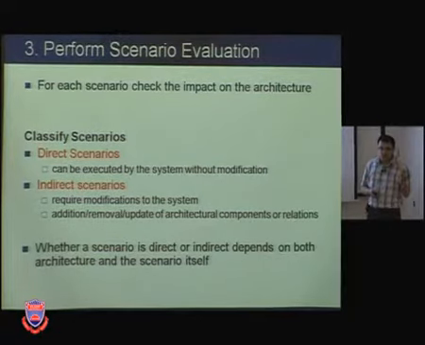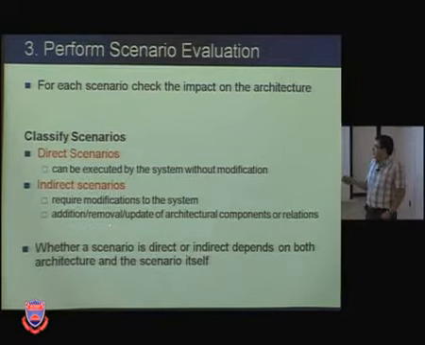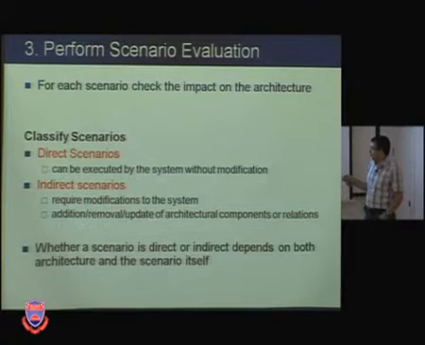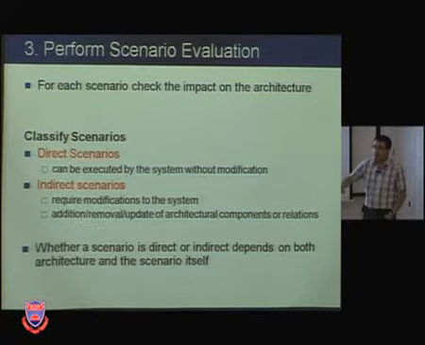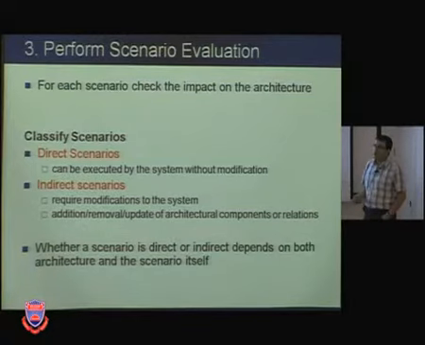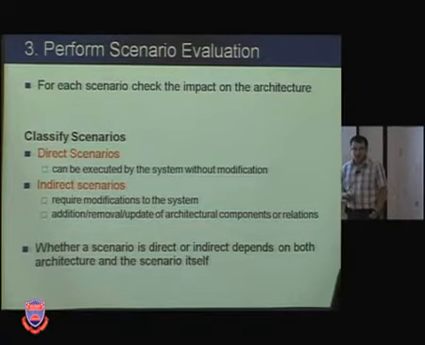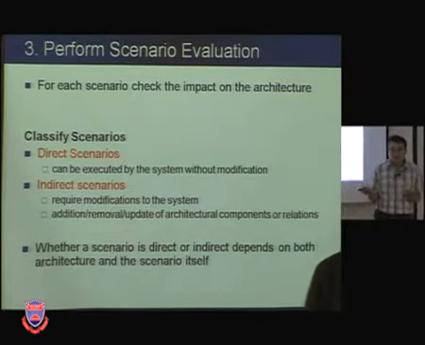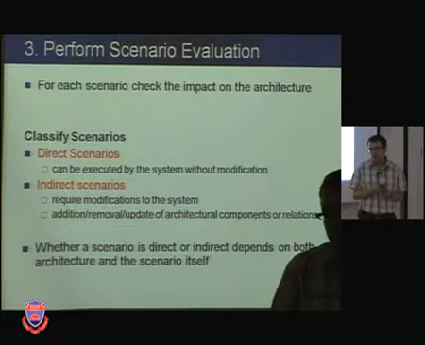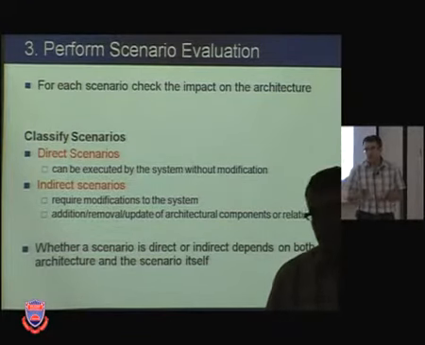Okay, you say a scenario is either direct or indirect. If a scenario is indirect, it can mean the addition, removal, or update of an architecture component or relation. Okay? You have to change something in the system. So the system cannot cope with these indirect scenarios. Of course, whether a scenario is direct or indirect depends on both the architecture and the scenario itself. So if you have two different architectures, a given scenario could be direct for one architecture but indirect for the other.